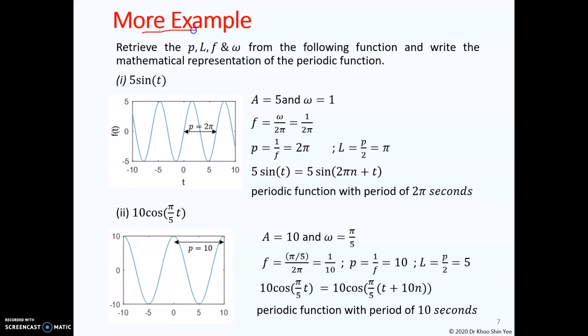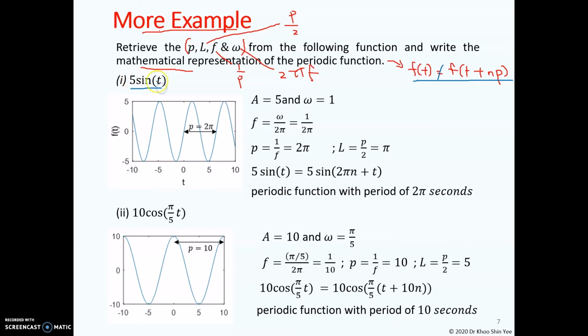Let's try with more examples here. You need to retrieve these important parameters from the signal. P is the period, L is the half period, P over 2, frequency is 1 over P, omega is 2 pi f. Then you need to write the mathematical representation for the periodic function. If it's a periodic function, then this formula will be valid. If it's a non-periodic function, then it will not be valid.